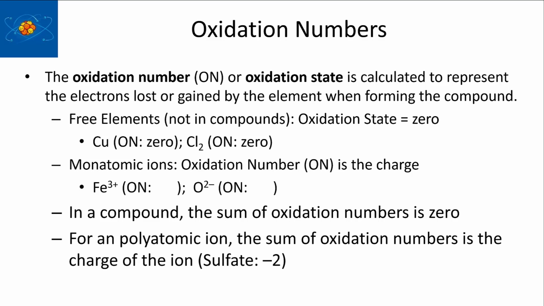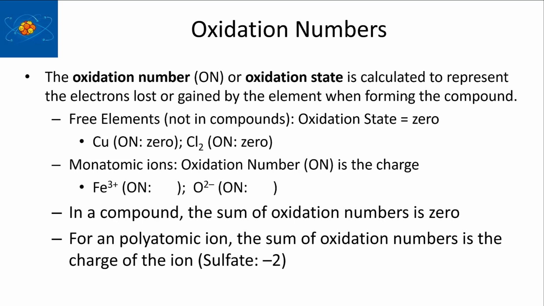So I wanted to show you the list of rules basically summarized from the book and a couple of quick examples, and then I'll show you certain oxidation number rules, and then we're really going to learn this just by practicing, okay? So oxidation numbers or oxidation states are calculated to represent electrons lost or gained by the element when they undergo a chemical reaction, okay?